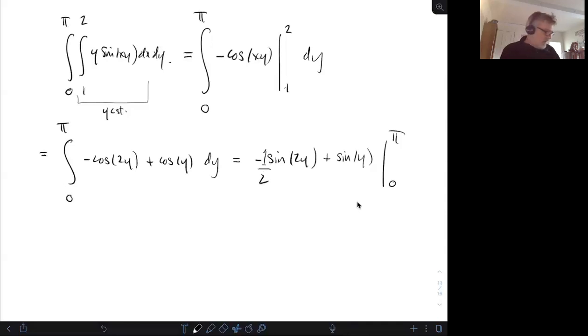Okay, and so I evaluate. Sine of 2 pi is 0. Sine of pi is 0. Sine of 0 is 0. So everything collapses. It's just 0.